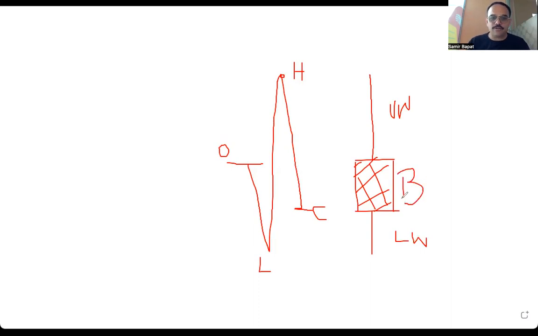So important points to remember: one, if close is lower than open, the body color will be red. If close is greater than the open, the body color will be green. From the rectangle to the highest point will be the upper wick. From the body till the lowest point will be the lower wick. Everyone okay?